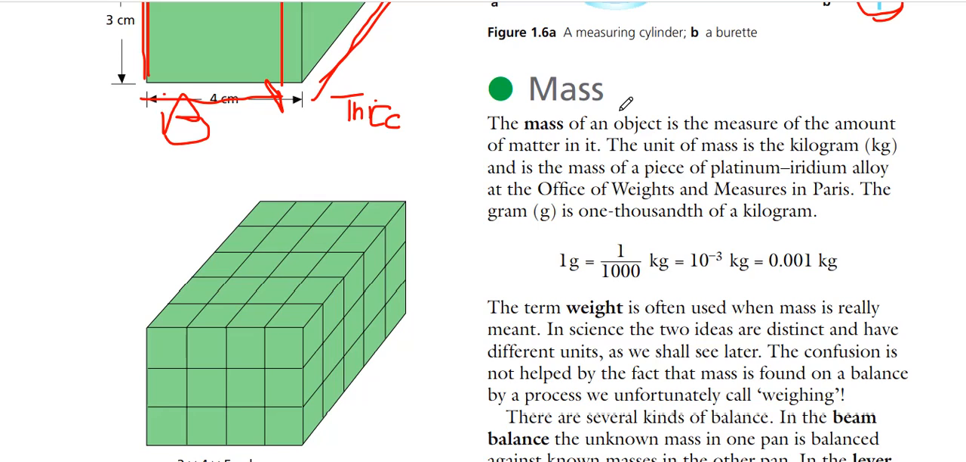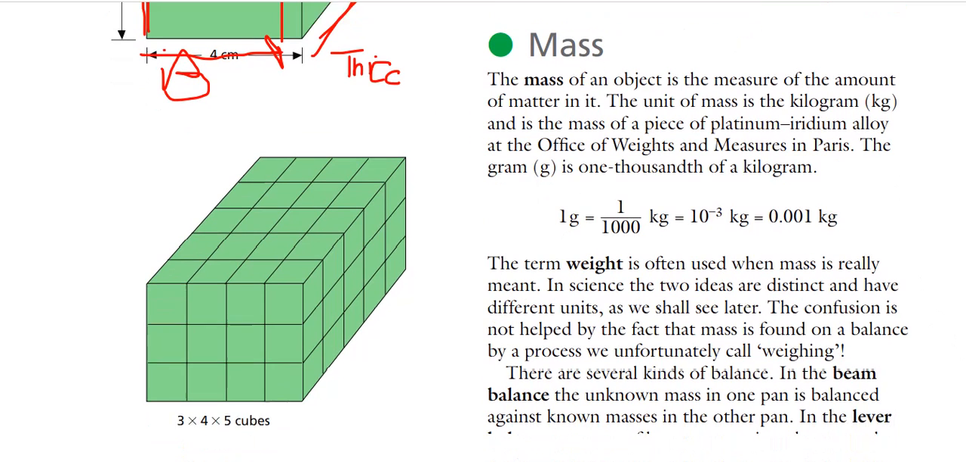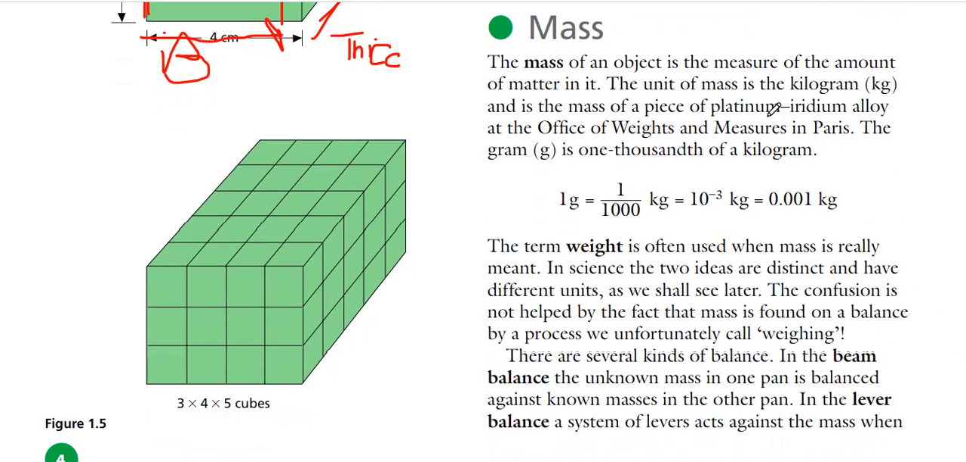Okay, but coming to the physics way, mass is the amount of matter in an object, while weight is basically a force due to gravity acting on an object. I don't know if I said that right, but I hope it does. But just know the measurement of mass is kilograms or grams or whatever. The term weight is often used when mass is really meant. In science, the two ideas are distinct and have different units.